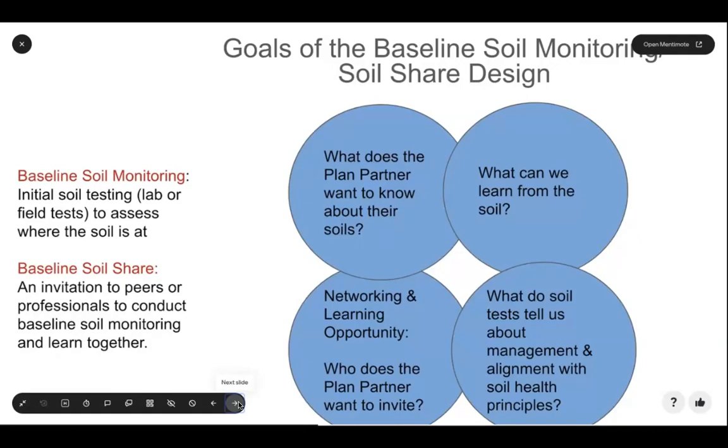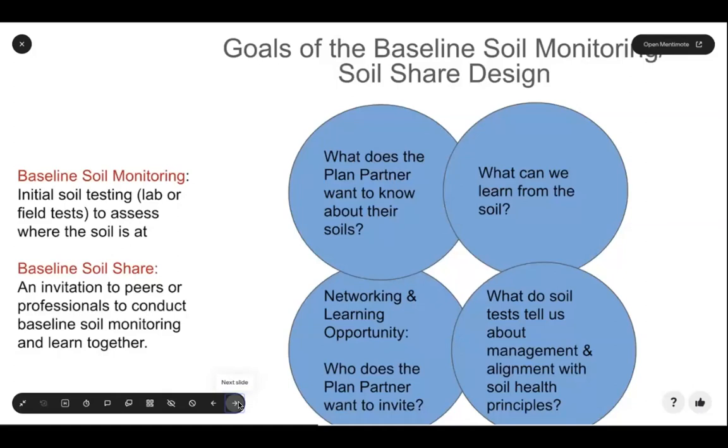And then what I'm talking about with a soil share is the idea of doing some field testing and soil monitoring within a collection of stakeholders. So it could be agency folks, Soil and Water Conservation District folks, NRCS, could be neighbors, and anyone interested in learning more about the soils together.